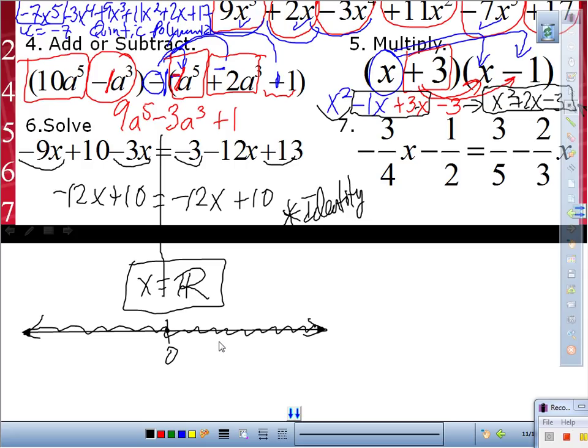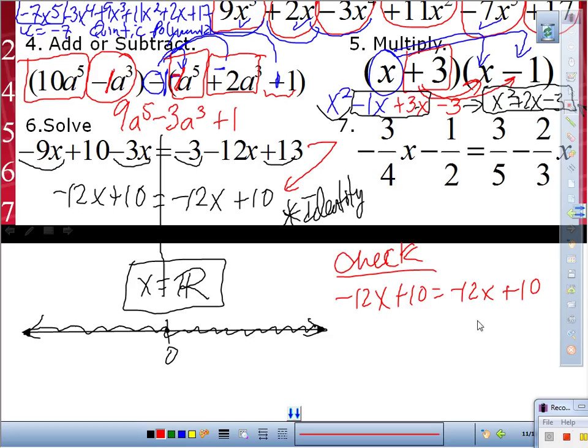That's how you plot this. You get it? Yes? Let's check. Look up, please. From this point, check this out. Do you agree that this is the same as this? Yes, we just simplified it, didn't we? So that means I can use this one to check. So watch. Check. If you don't have this, write this down, please. I'm going to write negative 12x plus 10 equals negative 12x plus 10.